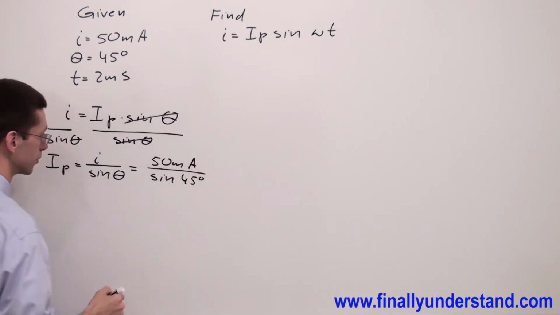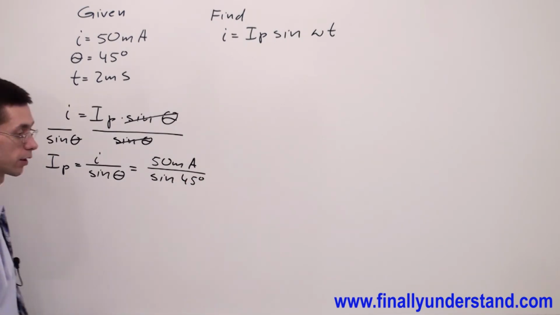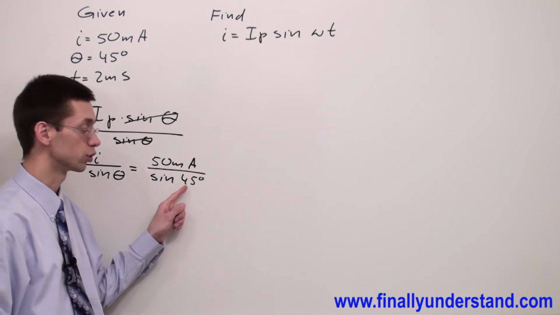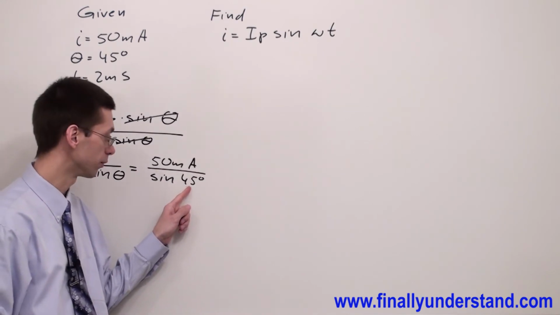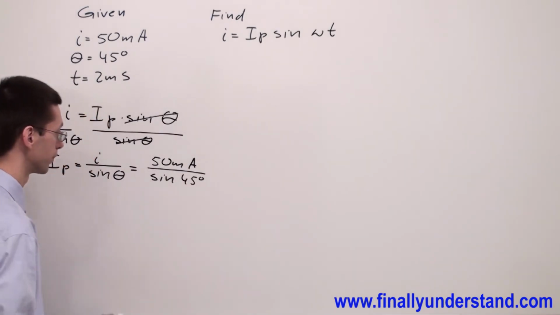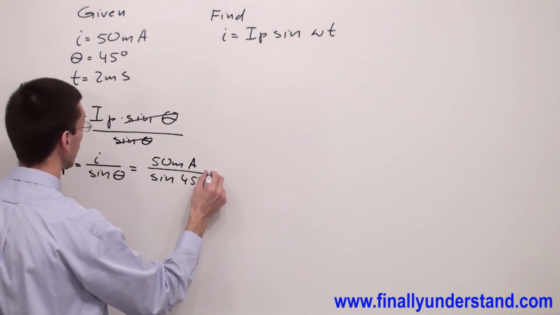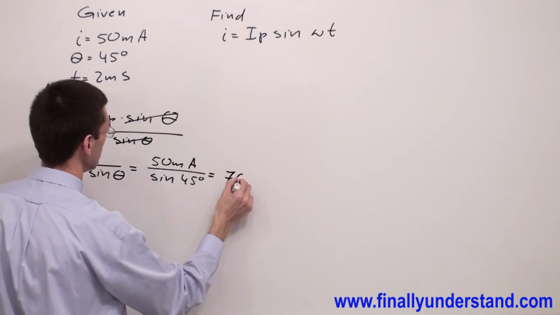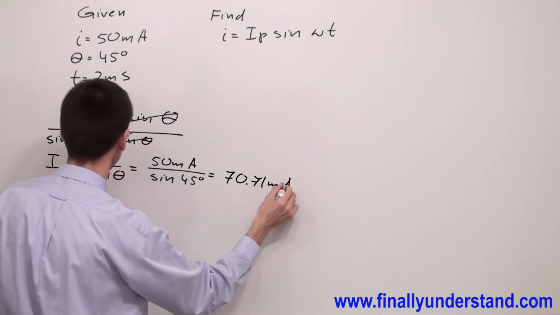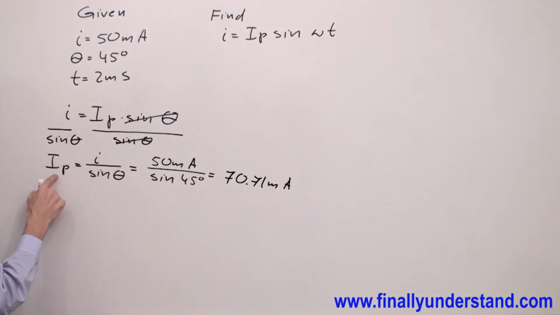45 degrees. Use the calculator and make sure that the calculator is switched to degrees, because this time we have the angle expressed in degrees. This is going to be equal to 70.71 milliamps. This is my peak current.